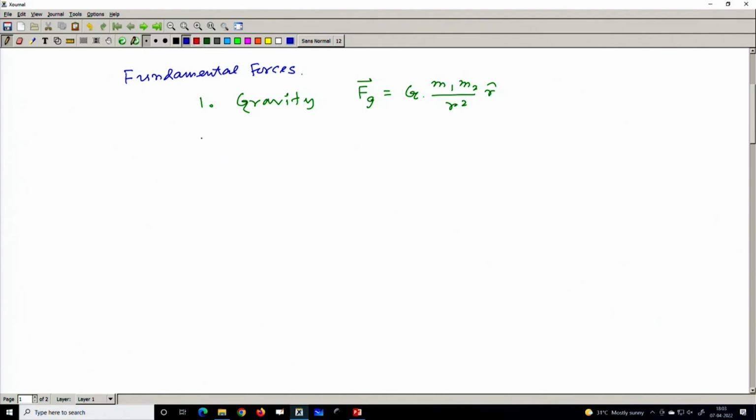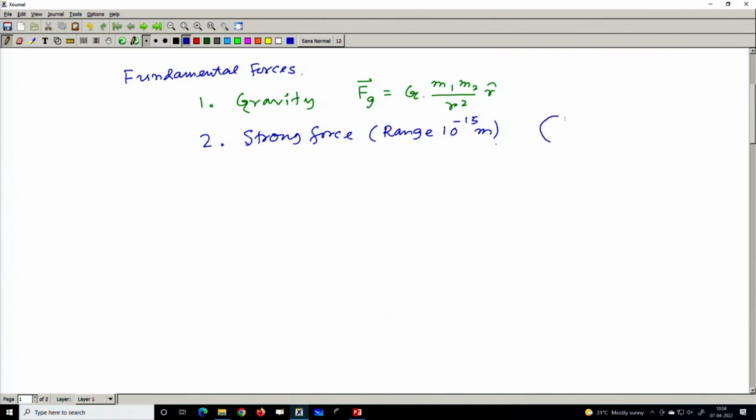Then the second one is the strong force. This is the strong nuclear force I am talking about, which is a short range force. Its range is around 10 to the power minus 15 meter, which is the typical range of the short range force.